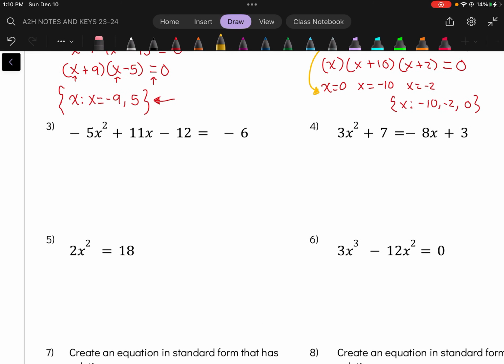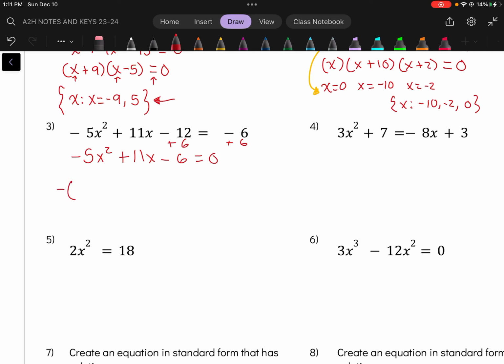All right? Why don't you go ahead and try 3 and 4. You can pause this now. Try 3 and 4. All right, let's see how you did. So negative 5x squared plus 11x, and you add the 6 over, you should get negative 6 equals 0. Now it's in standard form.